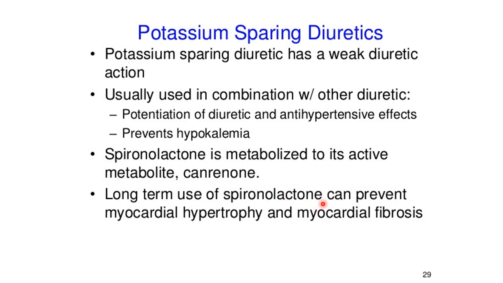Long-term use of spironolactone can prevent myocardial hypertrophy and myocardial fibrosis. This is a very important effect of potassium sparing diuretics. These are drugs that can prevent cardiac remodeling. There are many other drugs that prevent cardiac remodeling, but one such diuretic is the potassium sparing diuretics, and long-term use of spironolactone is going to prevent myocardial hypertrophy as well as myocardial fibrosis.